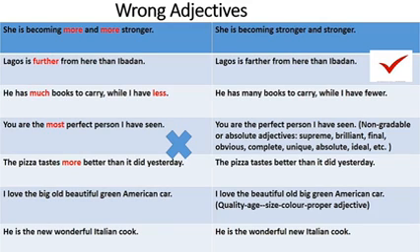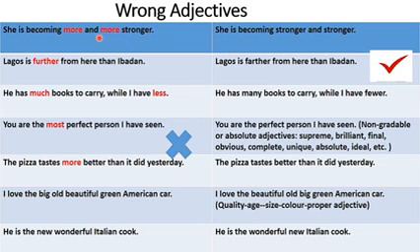Okay, the next is wrong adjectives. Adjectives are words that describe nouns. They tell us the type of noun. So look at this sentence. She is becoming more and more stronger.